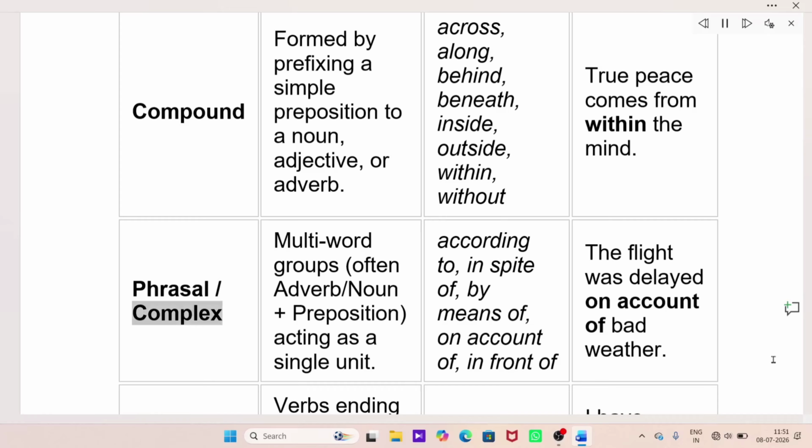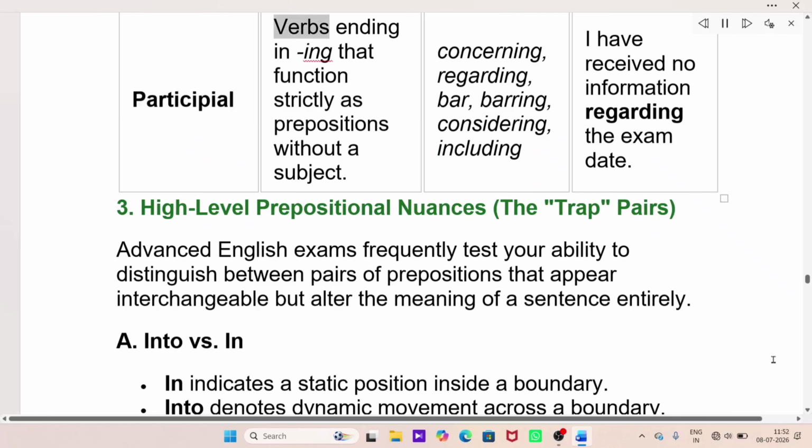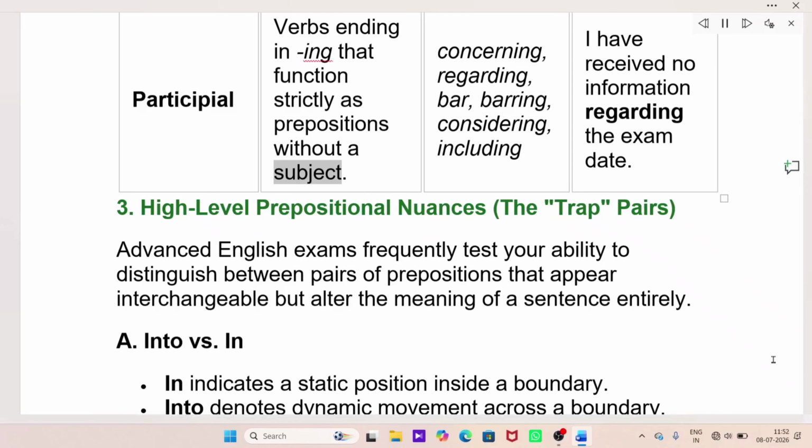Phrasal or complex: multi-word groups, often adverb or noun plus preposition, acting as a single unit. According to, in spite of, by means of, on account of, in front of. The flight was delayed on account of bad weather. Participial: verbs ending in ing that function strictly as prepositions without a subject. Concerning, regarding, barring, considering, including. I have received no information regarding the exam date.